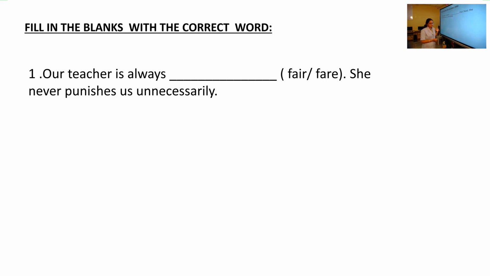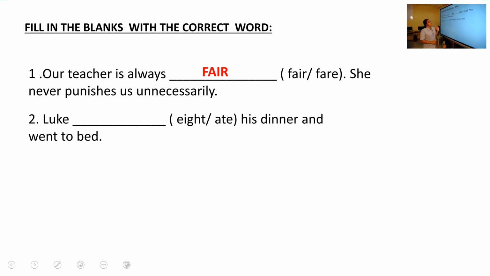Now what about this F-A-I-R? F-A-I-R means there is no discrimination. The teacher is not partial. Okay? So here the answer is our teacher is always fair. What do you mean by F-A-R-E? F-A-R-E is the money that you pay to buy something. So our teacher is always fair. She never shows any discrimination, she never shows any partiality. So our teacher is always fair. She never punishes us unnecessarily.